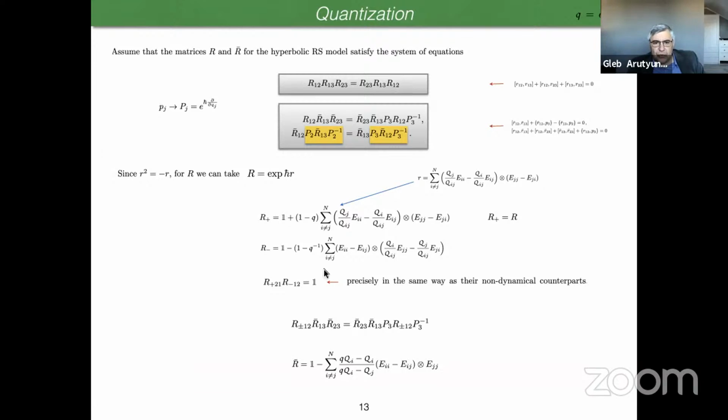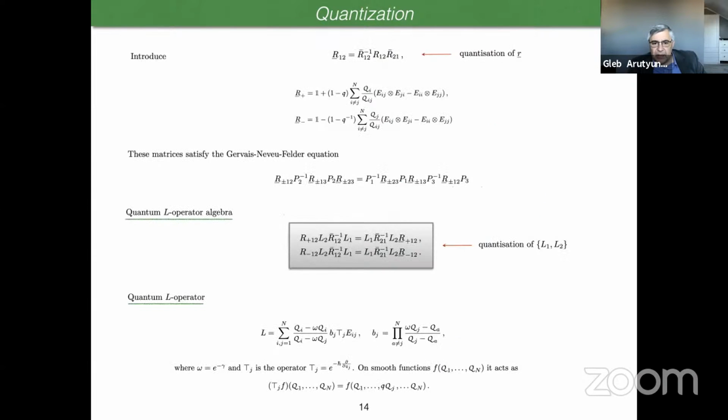Then we find also the relations for R bar, and the explicit solution of this equation is given by this formula. Good. So this is quantization of the classical R matrices. And now we can also quantize the Poisson bracket for the Lax matrices. It results in this quantum L operator algebra.